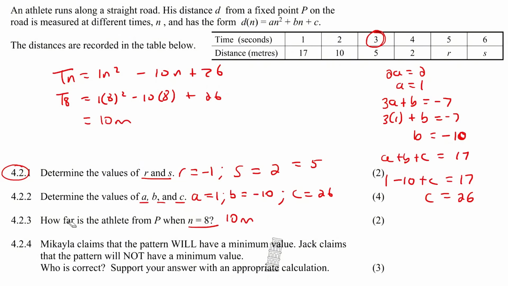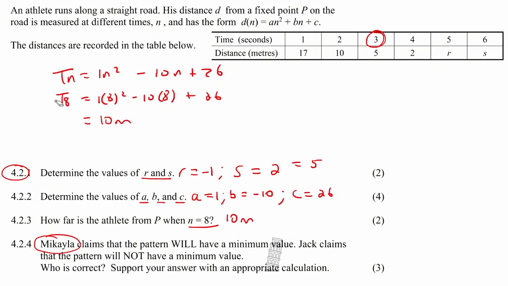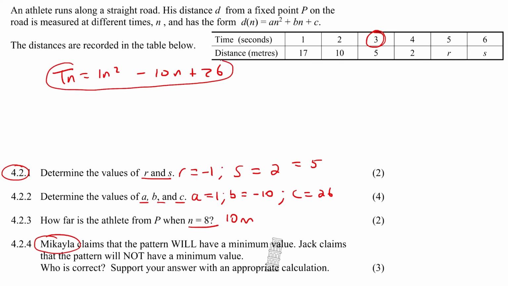Last one says, Michaela claims that the pattern will have a minimum value. Jack claims that the pattern will not have a minimum value. Who is correct? Okay, so it's definitely going to be Michaela. Let me explain why and show you why. So we know that this whole question is, this is the equation that is giving us these numbers, right? Now, if I asked you what kind of graph is that? Obviously, we normally use y and x. So what kind of graph is that? Is it a hyperbola, exponential, straight line, parabola?